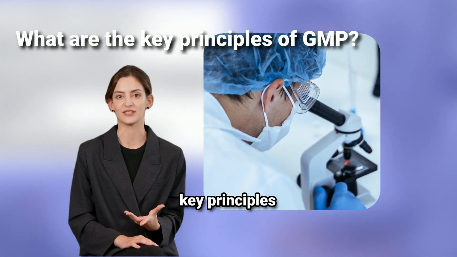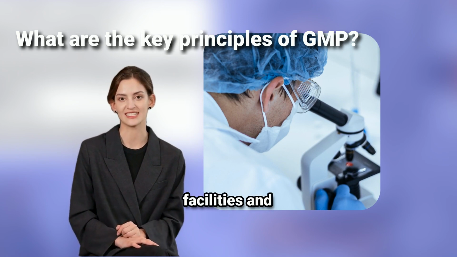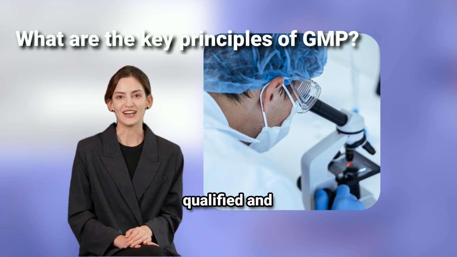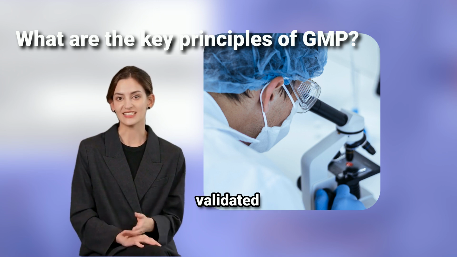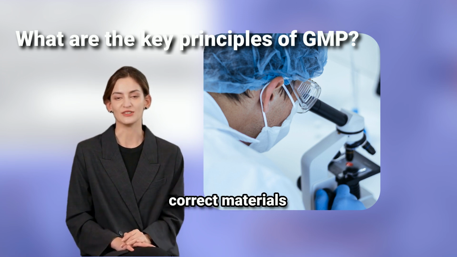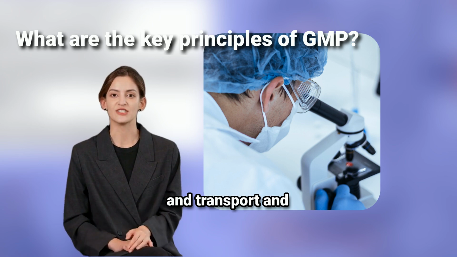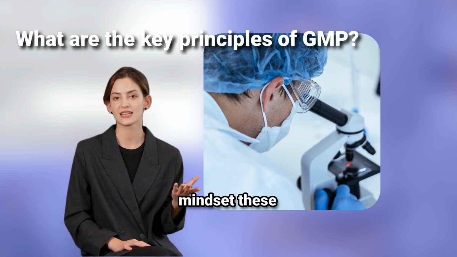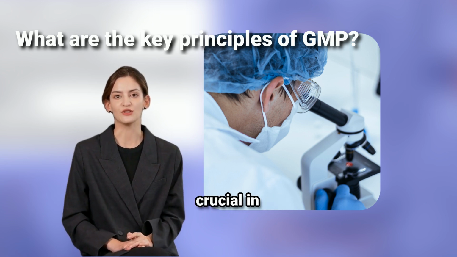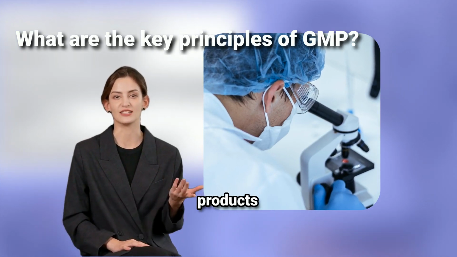What are the key principles of GMP? There are several key principles that underpin GMP. These include adequate facilities and equipment properly maintained and calibrated, qualified and trained personnel, validated processes, reliable testing laboratories, correct materials, clear instructions and procedures, suitable storage and transport, and a quality-oriented mindset. These principles form the backbone of GMP and are crucial in ensuring the safety, efficacy, and quality of pharmaceutical products.